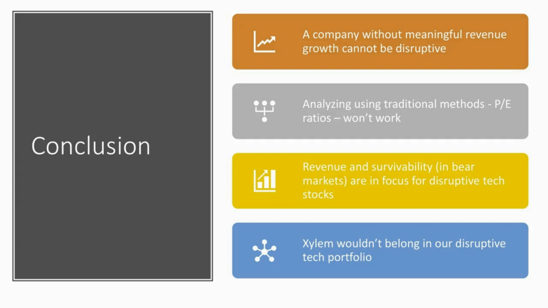When you're doing disruptive growth investing, you can't use traditional methods like valuing using price to earnings ratio. That's not going to work. What you want to focus on are two things: revenue growth and survivability. When you're in bear markets and they need to continue fueling their growth but don't have access to the capital markets like they used to, then we want to make sure they had enough cash. They made hay while the sun shines, so they're not going to run into problems. So this firm wouldn't belong in our disruptive tech portfolio because it doesn't have the revenue growth that would make it a disruptive growth investing stock.